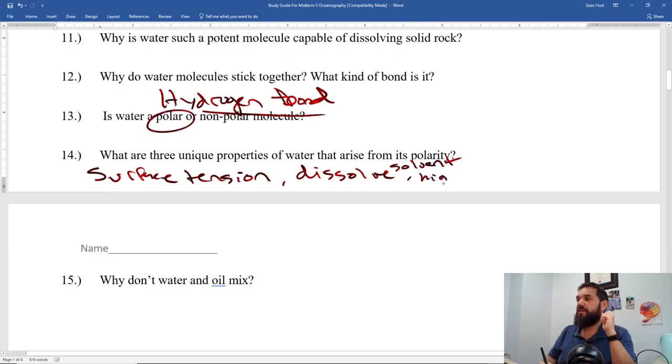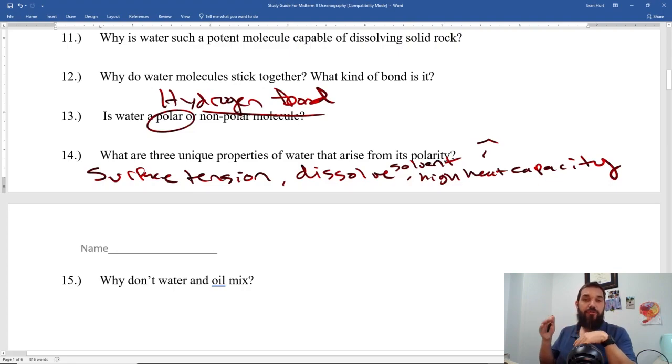Its high heat capacity. Another thing that's due to the polarity is the fact that the solid phase is less dense than the liquid phase, right? So that's why ice floats on water. Okay, that's due to the hydrogen bond.